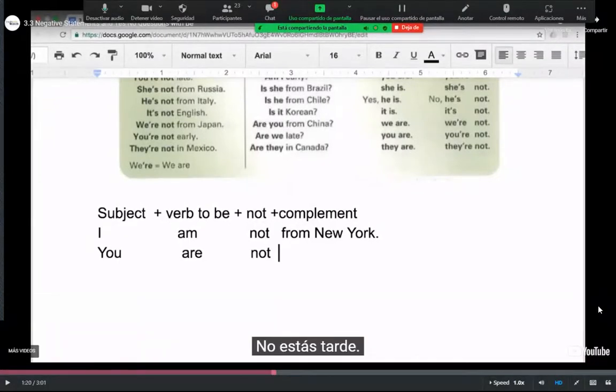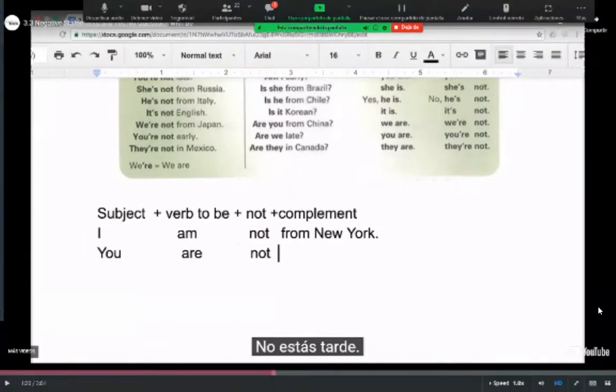Okay, guys, when we make negative statements, it's very easy because you only add the negation word. What is the negation word? N-O-T. Not. Si usted antes decía, I am from San Salvador for an affirmation, for a negation, you're going to put not. I am not from Morazan, for example. I am not a policeman. Yes? I am not. Yo no soy, yo no estoy.